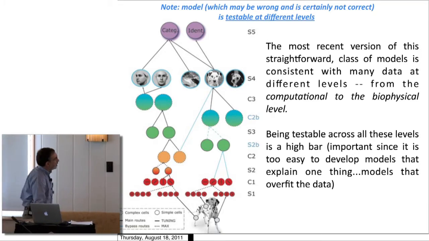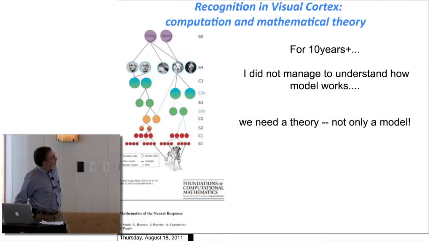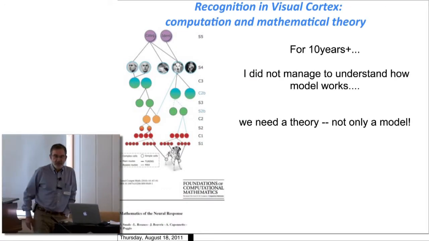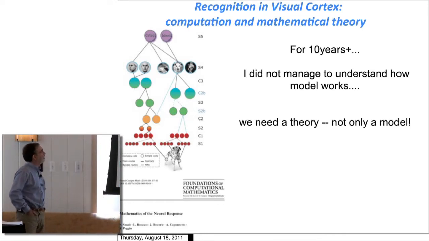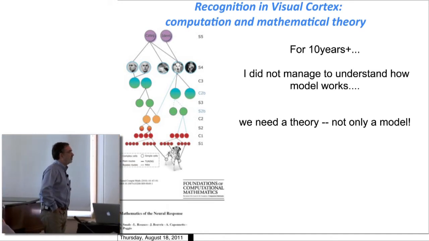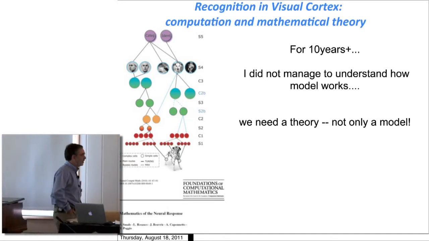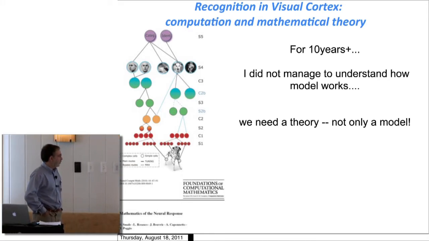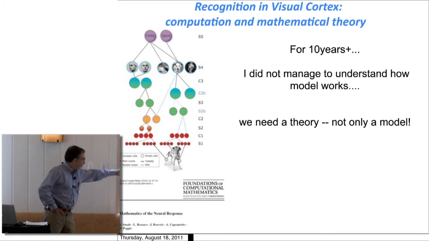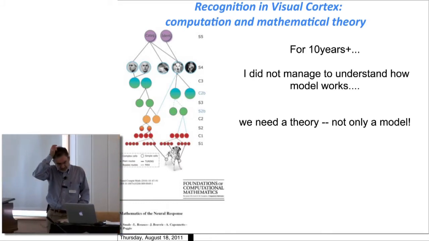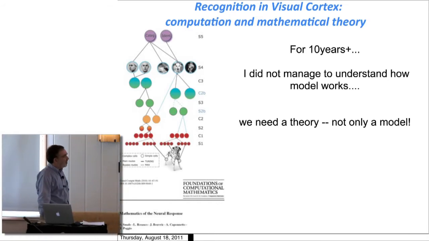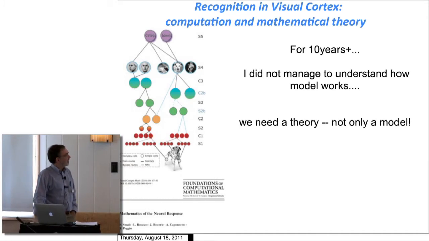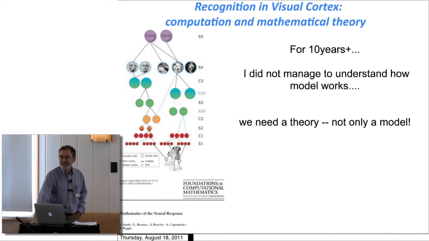However, for the last 10 years plus, I did not manage to understand why the model works as it does. What is it about the hierarchy? Why should there be 5 layers or 10? What would be the optimal architecture, and under which conditions? We tried to develop some mathematics, which is probably going to be useful, but really did not give an answer. And now, it seems a bit strange, but for the last few weeks, I think I understand. So that's what I want to tell you about.